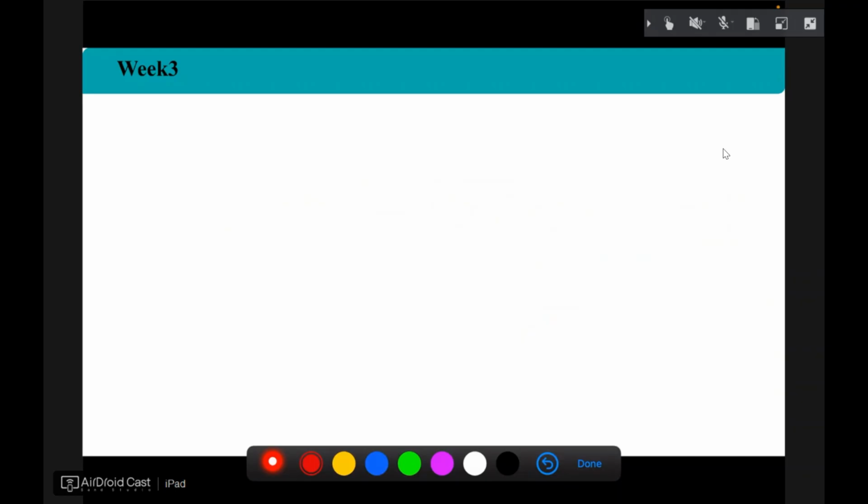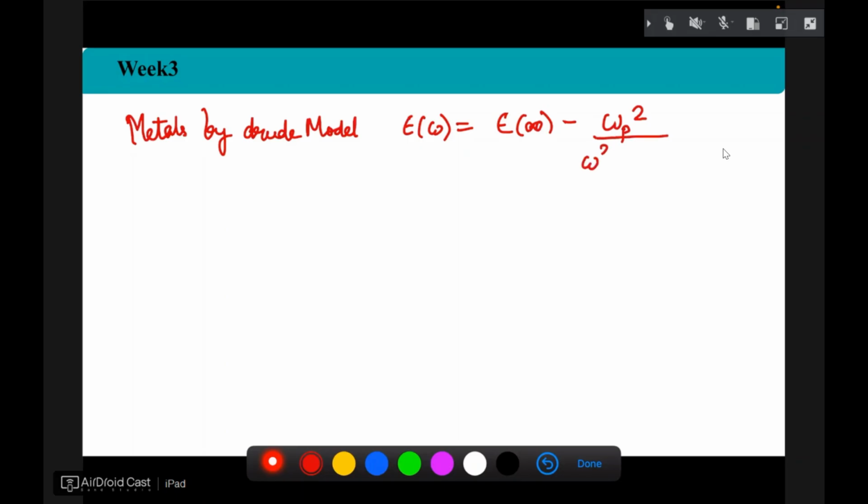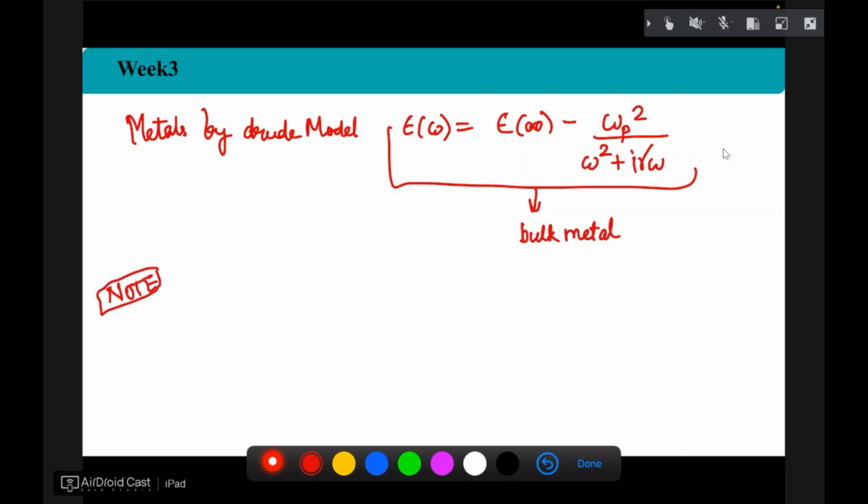Since we defined metals by the Drude model, epsilon(omega) is equal to epsilon infinity minus... This equation was for bulk matter. For metals, we need to worry about the change in optical properties when we are going below the size of 2 or 3 nanometer. Confinement effects are an important property on the basis of which we will solve one or two problems.